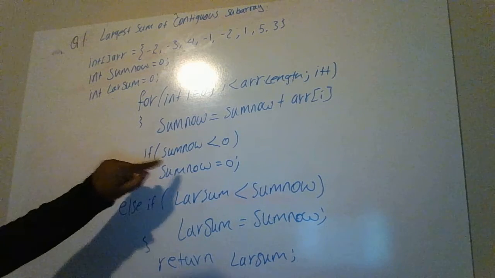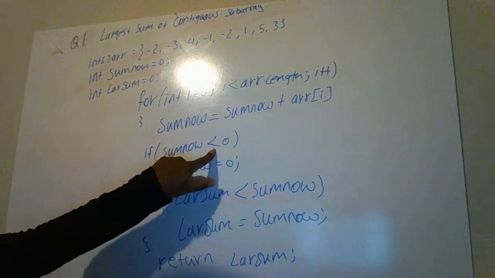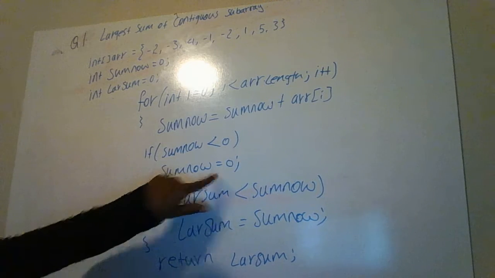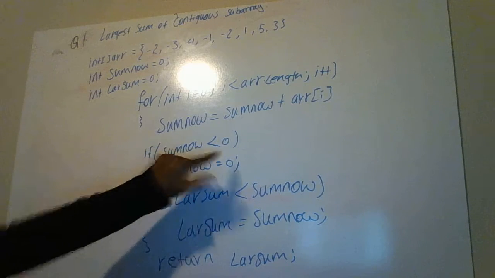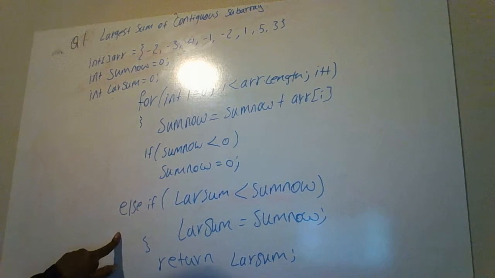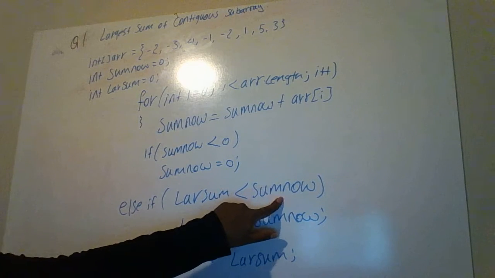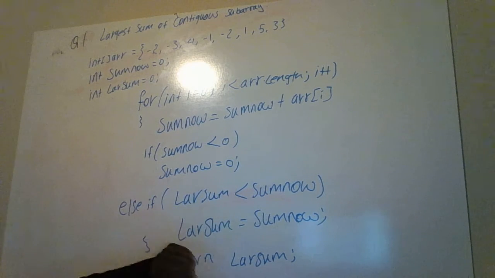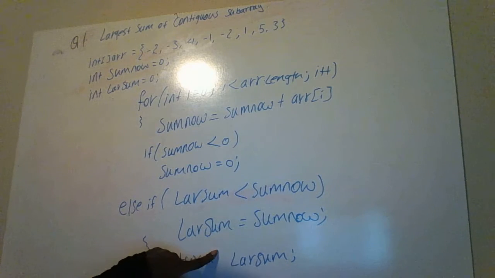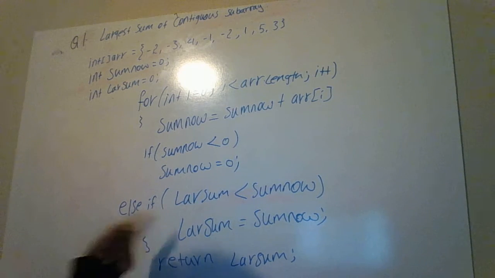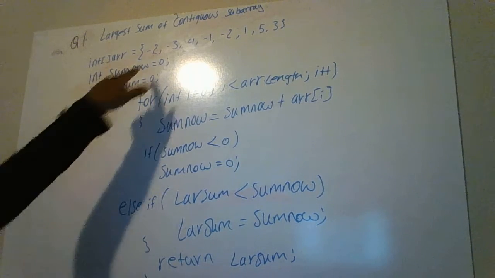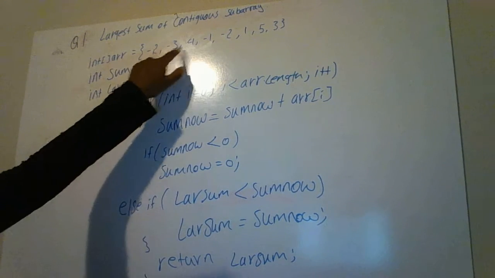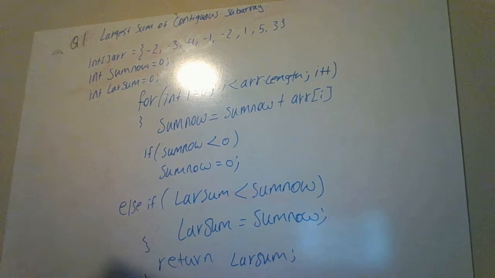If sum now becomes less than 0, we're going to set it back to 0, because we want to get the largest sum. And if sum now becomes greater than 0, we're going to go to this step where we compare the sum now with the largest sum. If the sum now is greater than the largest sum, then we update our largest sum, and then finally return our largest sum at the end. So I'm going to go through this problem with the numbers and see how this works.